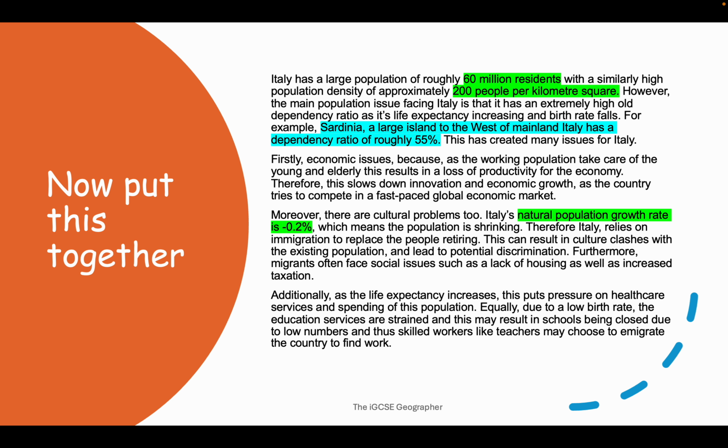Additionally, as the life expectancy increases, this puts pressure on healthcare services and spending of this population. Equally, due to a low birth rate, the education services are strained, and this may result in schools being closed due to low numbers, and thus skilled workers, such as teachers, may choose to emigrate the country to find work. Okay, so as you can see, how I've structured it, developed statements 3, and I've included some data. This, all being well, should be 7 out of 7.